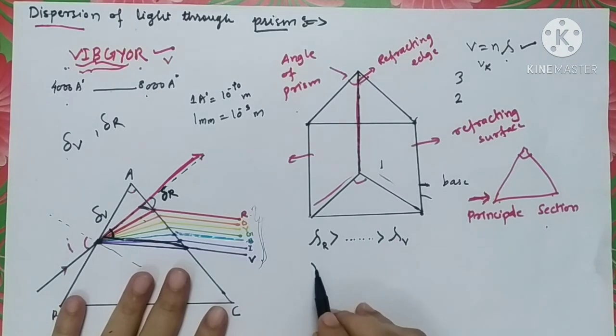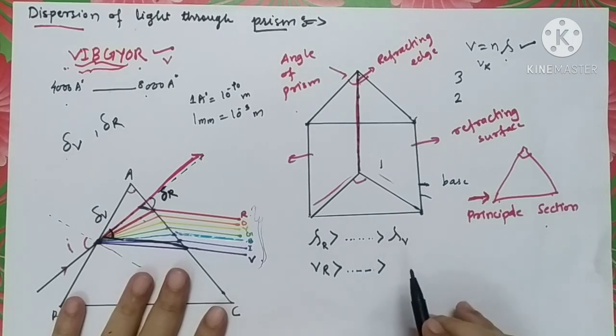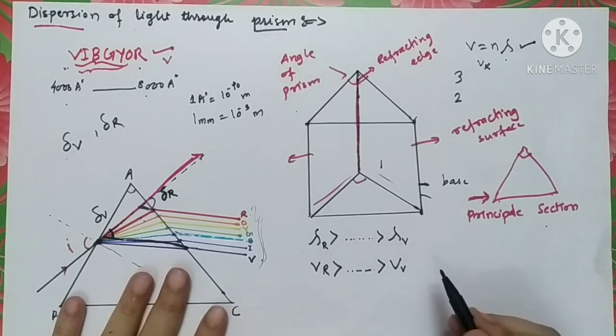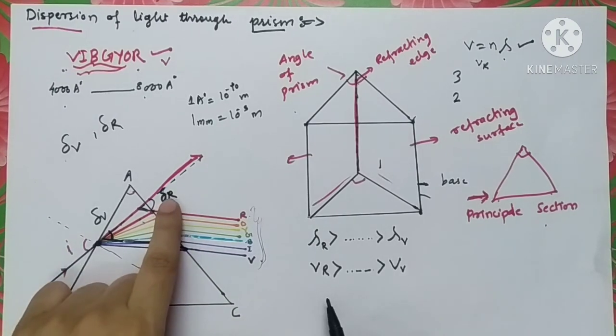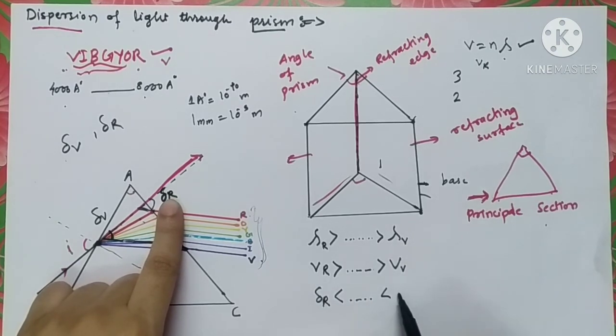So we can write the same data about the red and violet color, that the velocity of red color will be maximum, then the velocity of the rest of the colors lies in between, and lastly we have the velocity of violet color. Then after that we can write the same thing about the angle of deviation. As red color has a very high speed, it will suffer minimum deviation. So red color has a minimum deviation, while the violet color has a maximum deviation delta V.